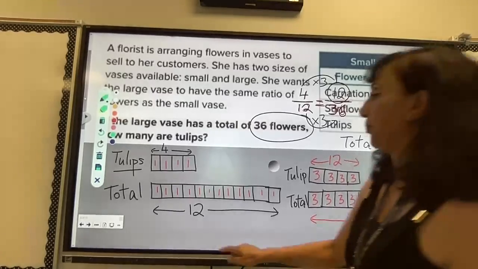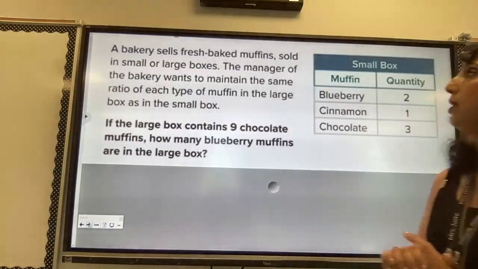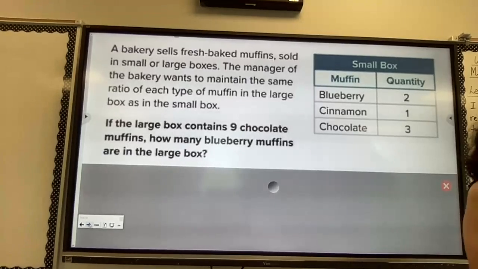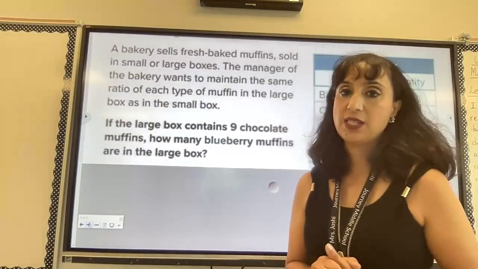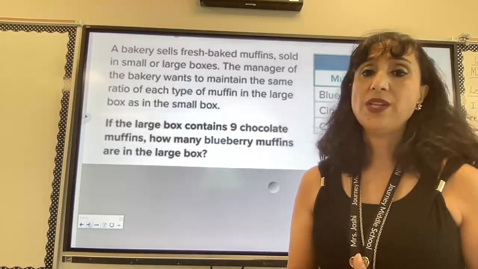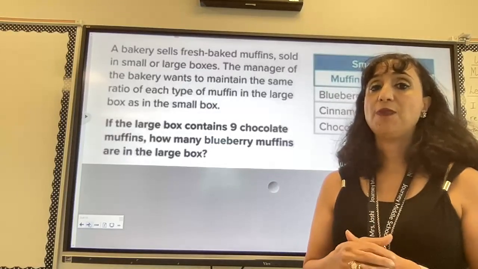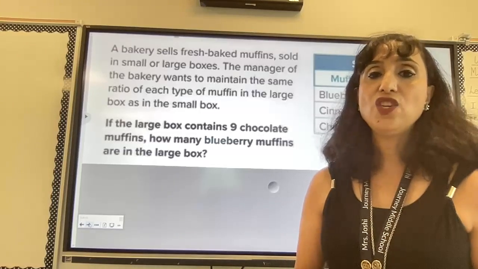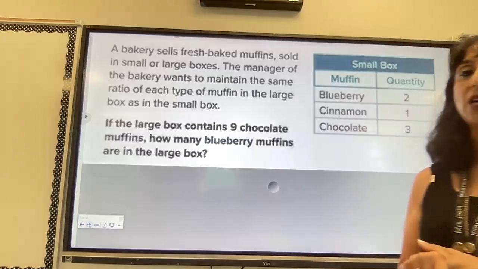Okay, so let's do another quick example of part to part ratios. A bakery sells fresh baked muffins sold in small or large boxes. The manager of the bakery wants to maintain the same ratio of each type of muffin in the large box as in the small box. If the large box contains 9 chocolate muffins, how many blueberry muffins are in the large box?